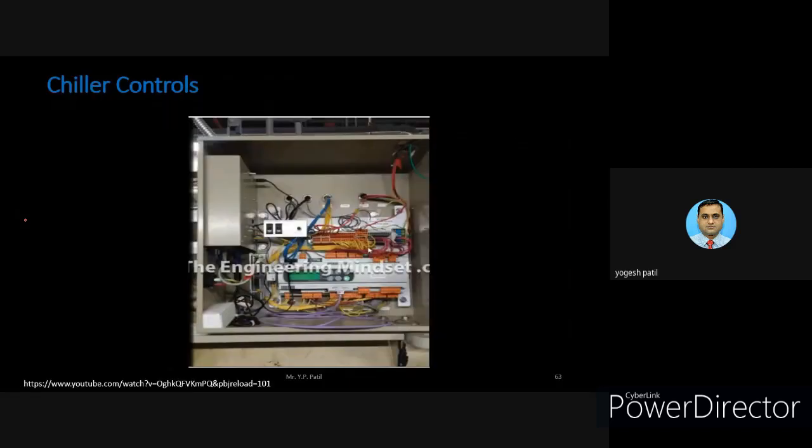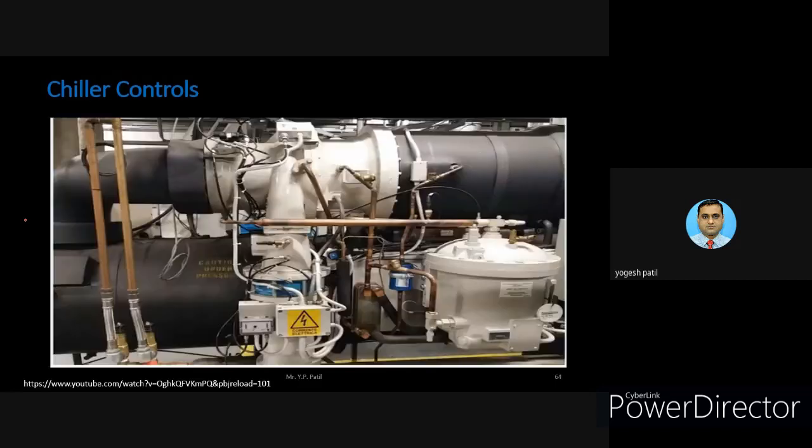So this white box is the control part of this chiller. There are different wires coming from the different sections of the chillers, and different types of measurement instruments are also there.